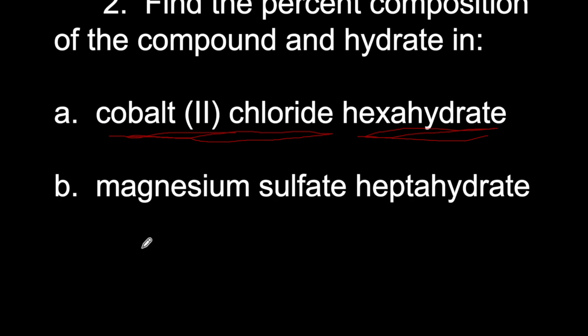Part B. We're going to find out the percentage of the compound, magnesium sulfate. So this part here. And then also, what is the percentage of the hydrate, the water part of it here. So what is the percentage of magnesium sulfate, and what is the percentage of water in the heptahydrate part of it? And hopefully, that may sound a little bit familiar to you. That is better known as Epsom salt.